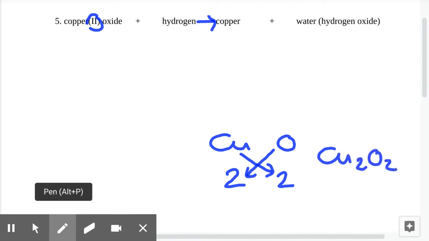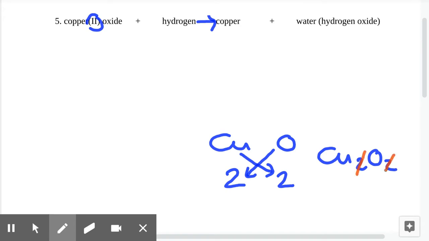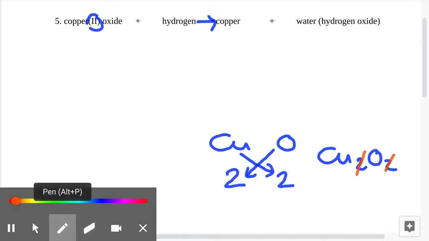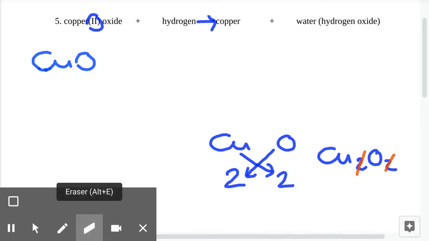Now, those numbers are the same, obviously, and we know that if the numbers are the same, we can cancel those out and subsequently just get the formula of Cu1. We don't have to write the 1, and O1, again, not writing the 1. Once we know that formula, we can then just leave it alone. We don't have to touch that one again.